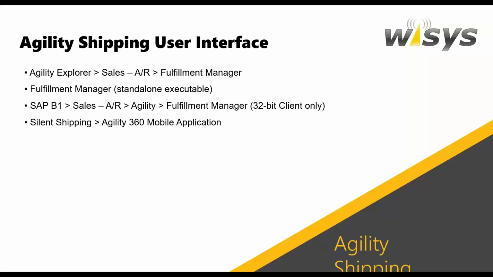Also, currently, if you have the 32-bit client of SAP installed, you can access it through SAP Business One. Sometime in the near future, we are going to release a 64-bit version of our software, and at that time, we will be compatible with the 64-bit client, but at the current time, we are only 32-bit. The last way to use Agility Shipping would be through silent shipping on a handheld. That is not anything that we offer out of the box because it is such a customized process, but it can be tailored to allow shipping from the handheld to take place.